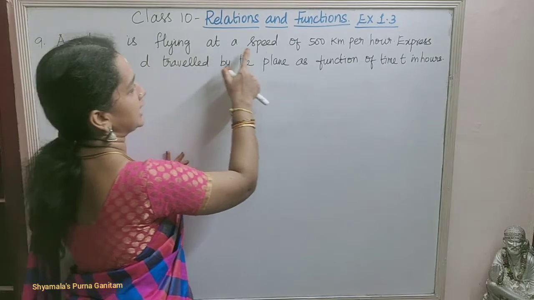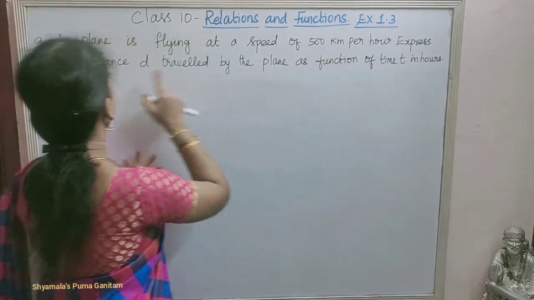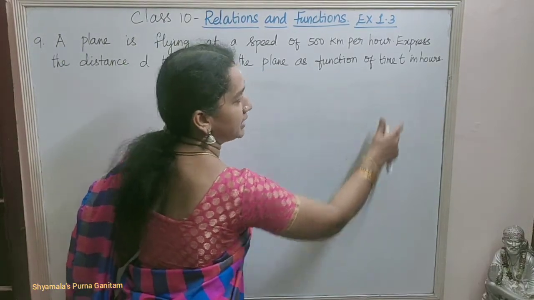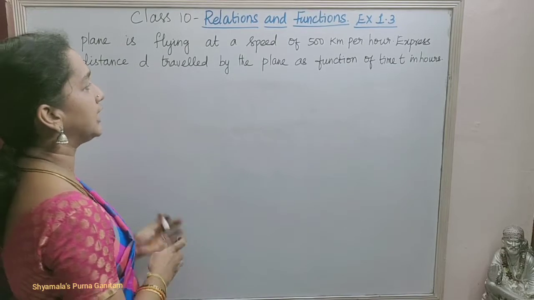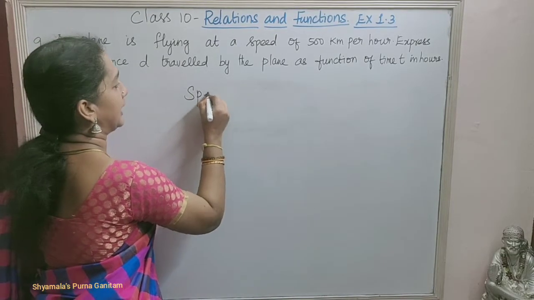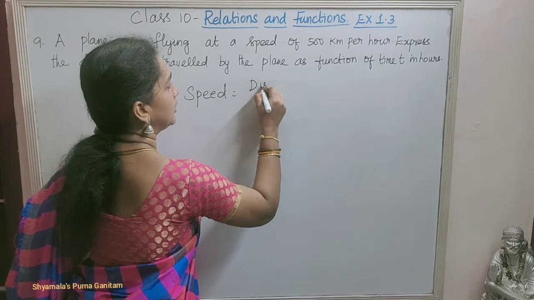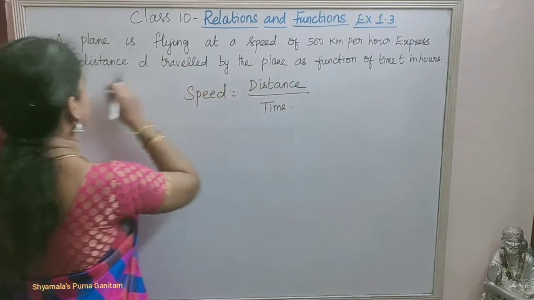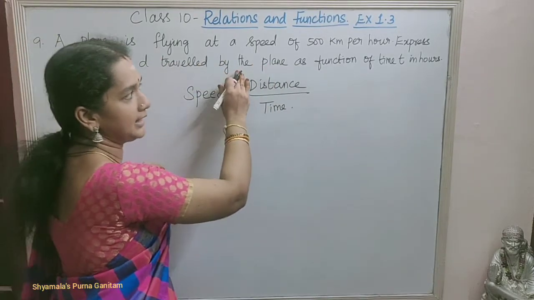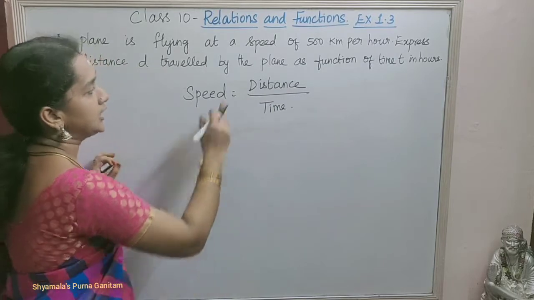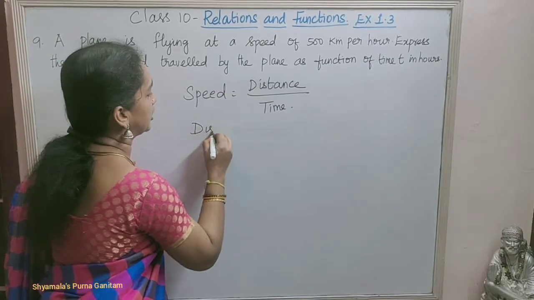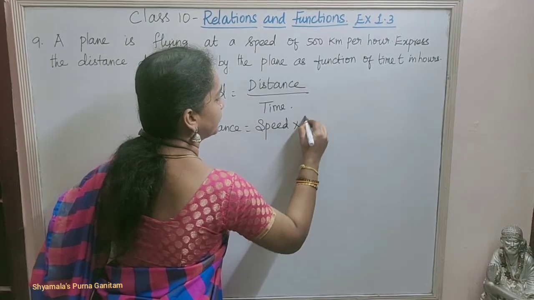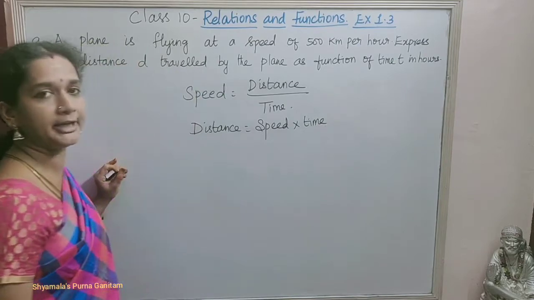A plane is flying at a speed of 500 km per hour. Express the distance d travelled by the plane as function of time t in hours. So we know that speed is equal to distance by time. Here we are asked to express the distance travelled by the plane as a function of t. Okay, so we will rewrite this equation as distance is equal to speed into time.